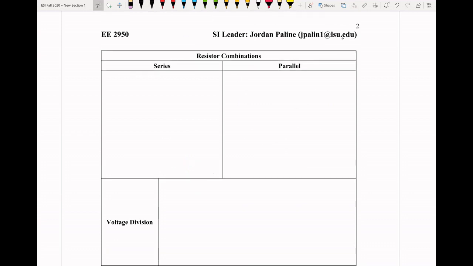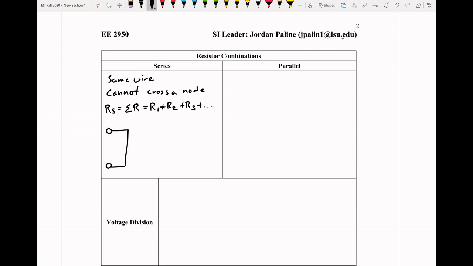Okay, looking at series and parallel resistor combinations. So series are going to be on the same wire. And remember, these cannot cross a node. And our equation for the R series is just the sum of the resistors on that wire. So R1 plus R2 plus R3 plus ... And really quickly, we'll draw out 2 quick examples.